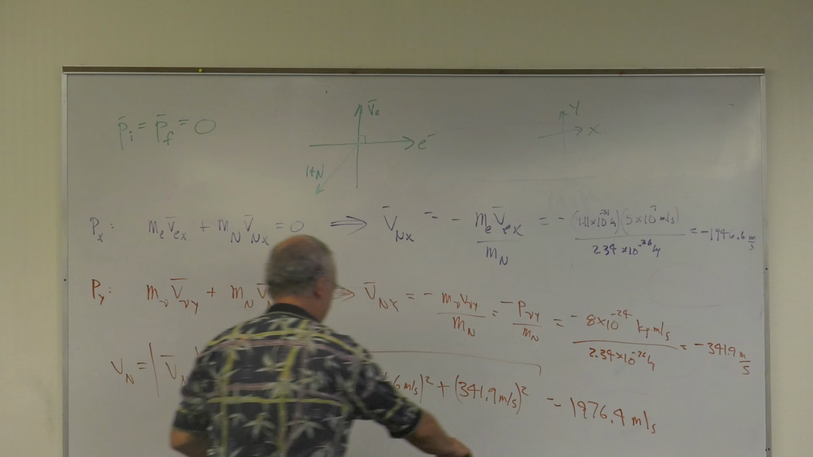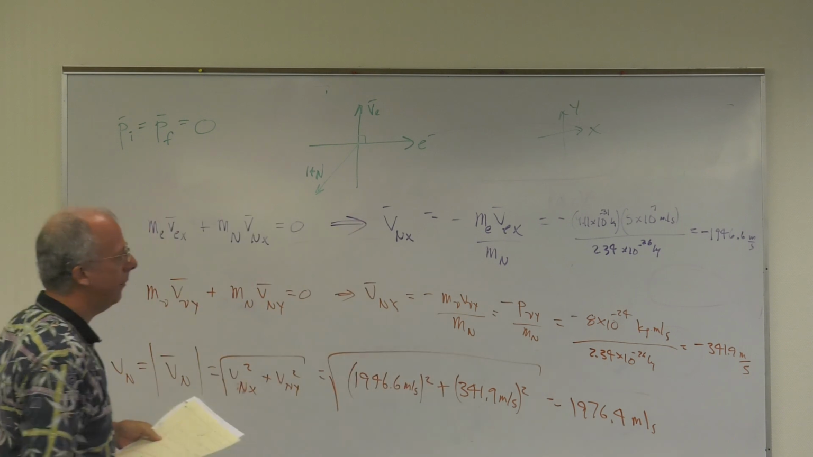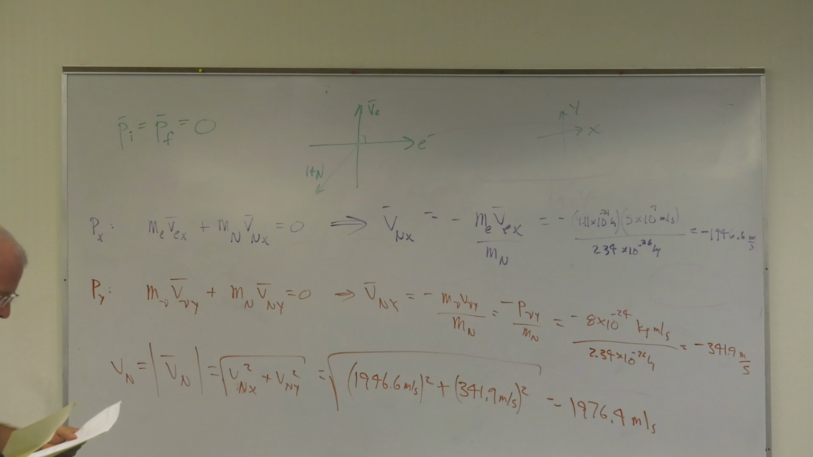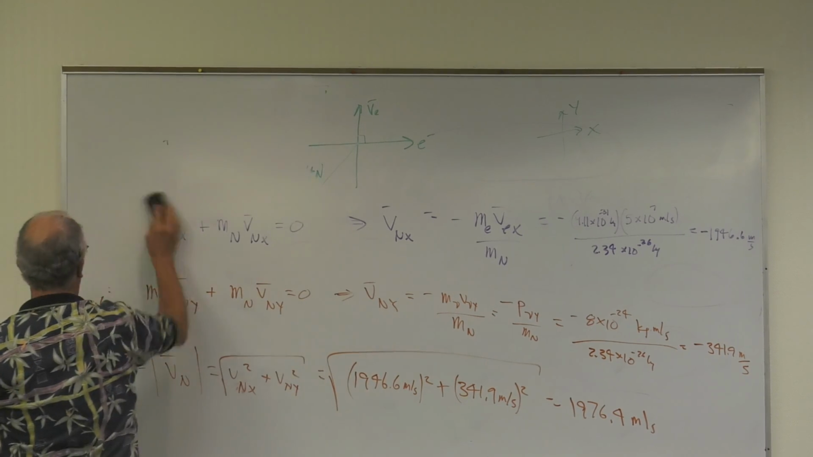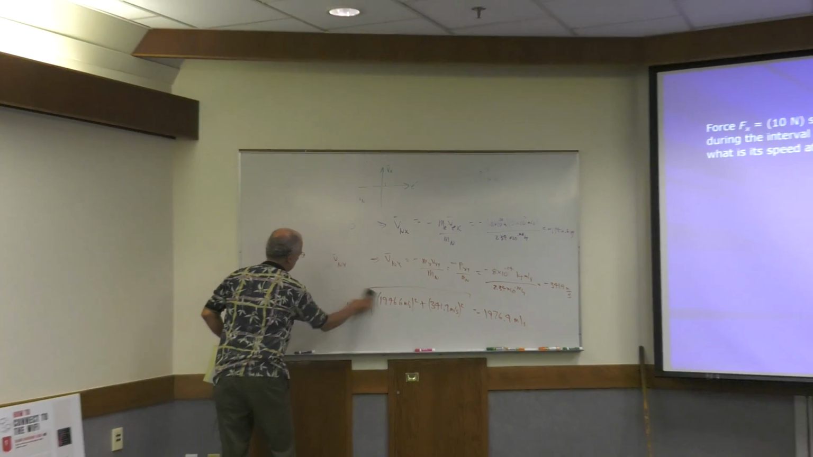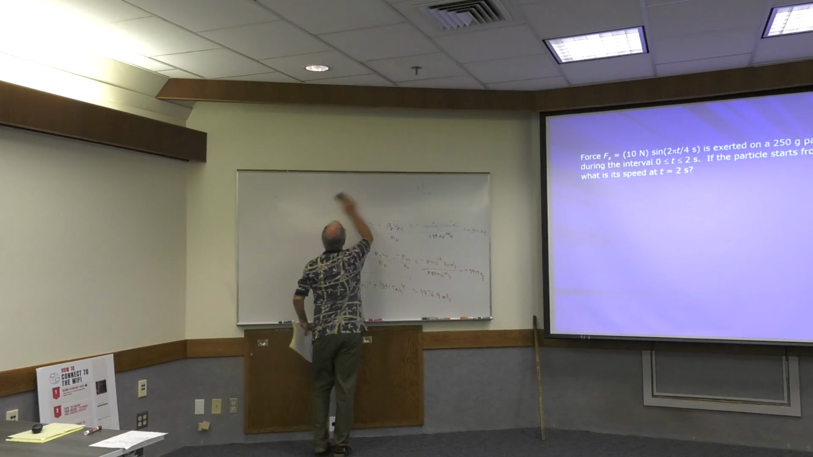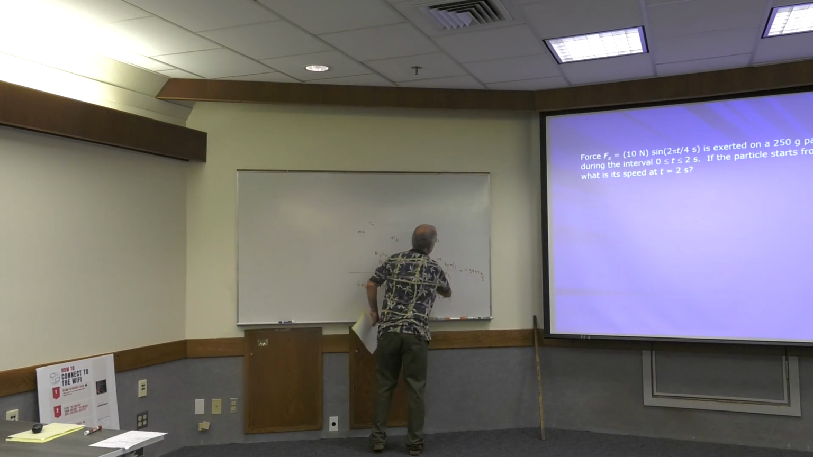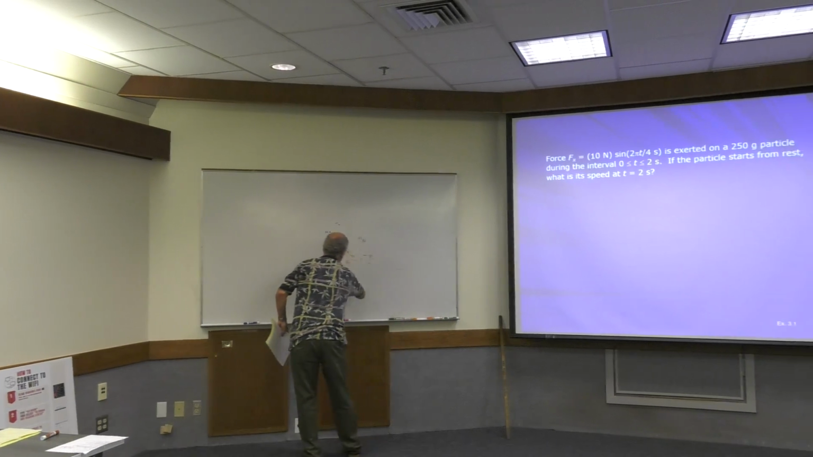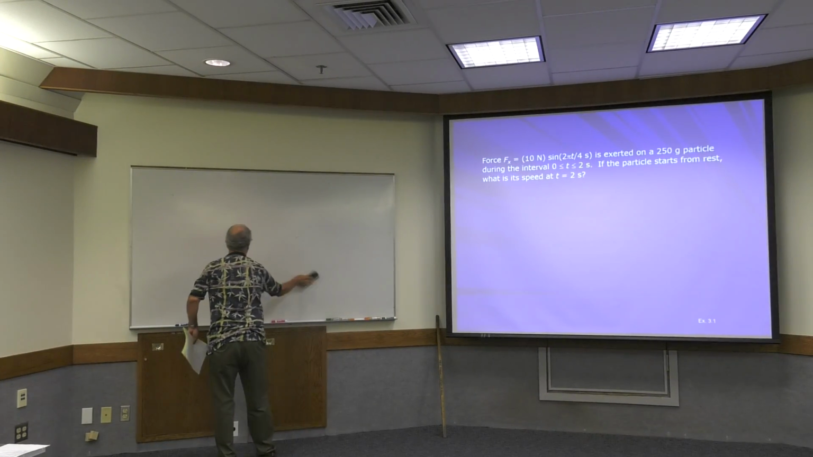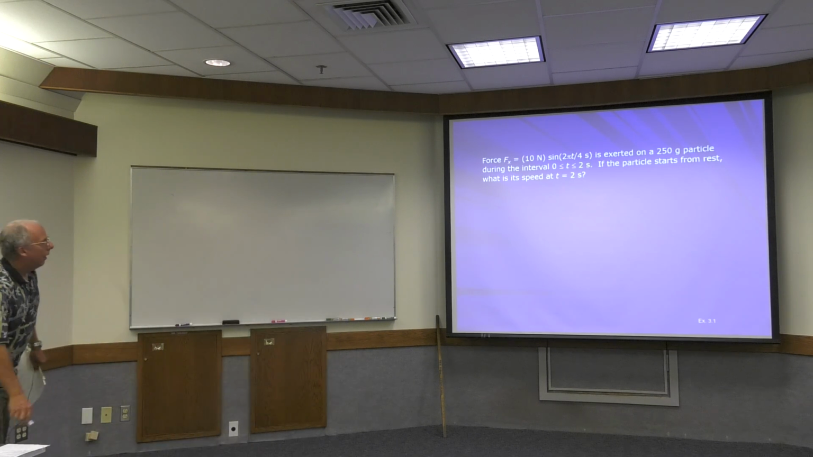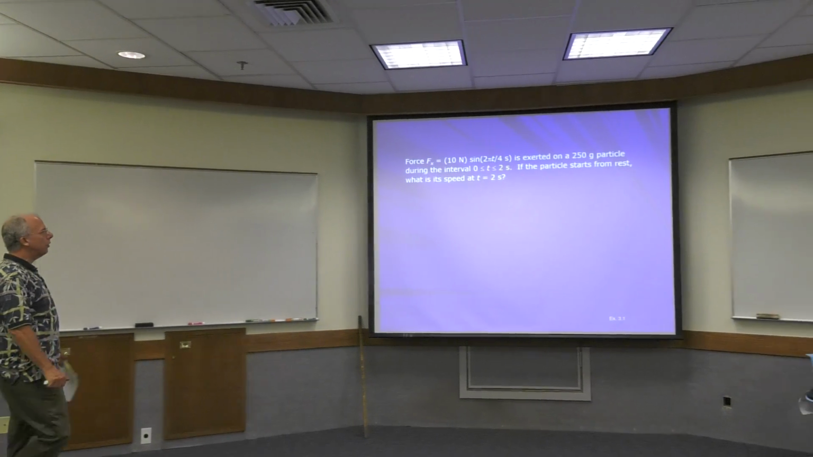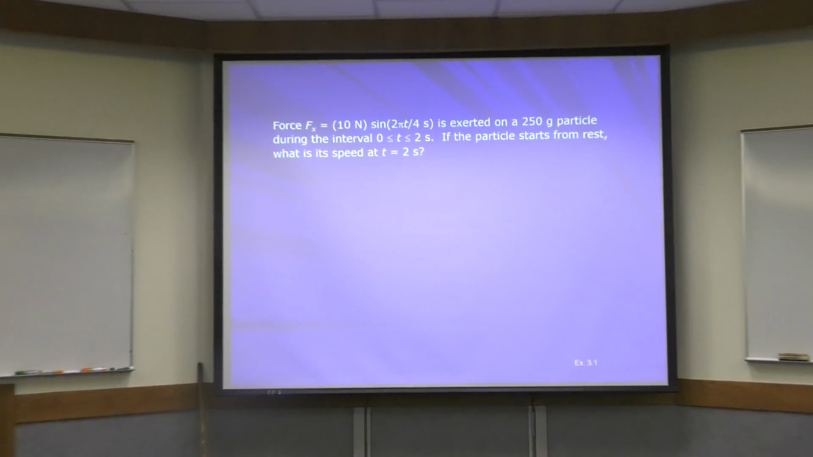Okay, let's see. All right, this is a short one. Let's do a short one. Okay, this is kind of like a total math problem, right? So you have some force, 10 newtons times the sine of 2 pi t over 4.